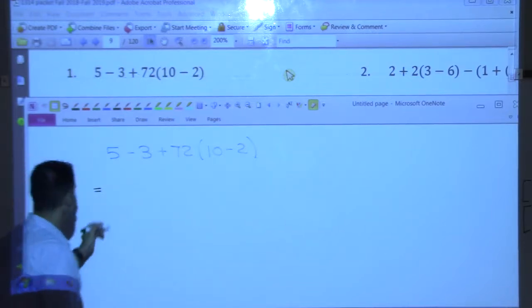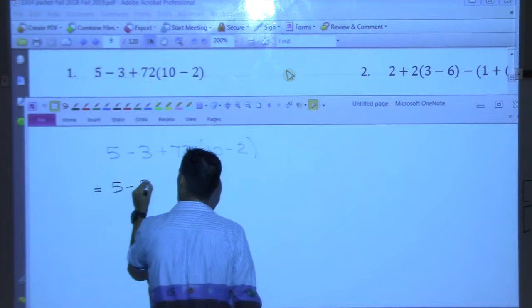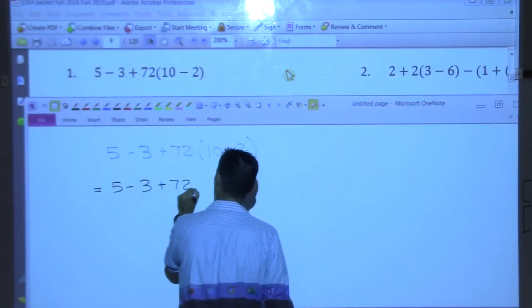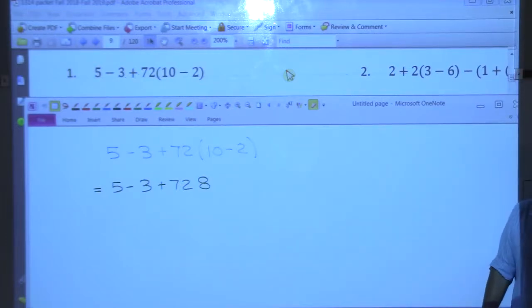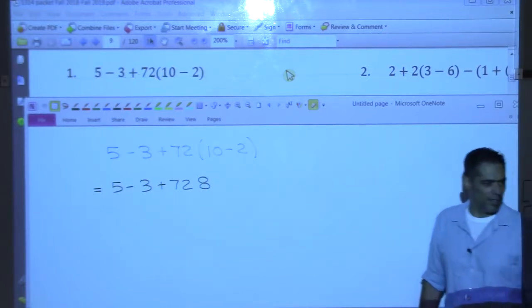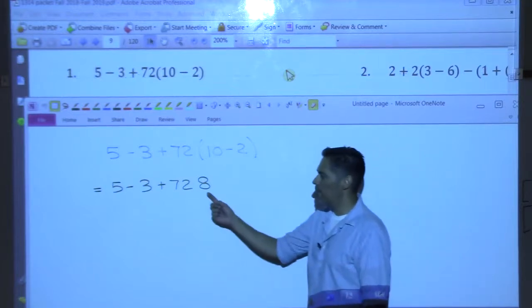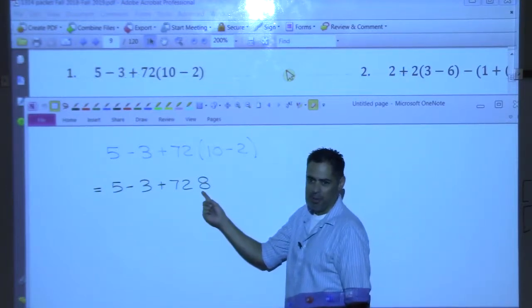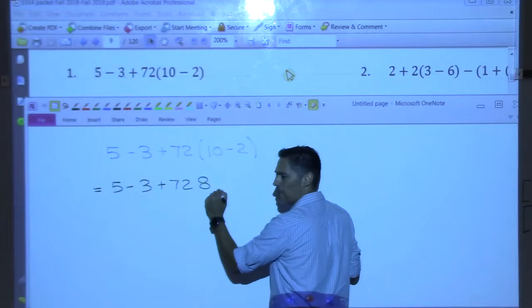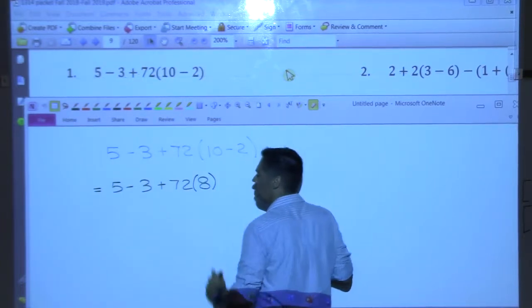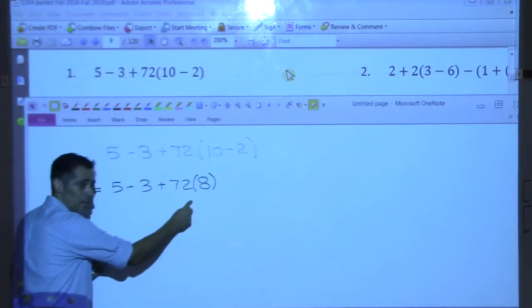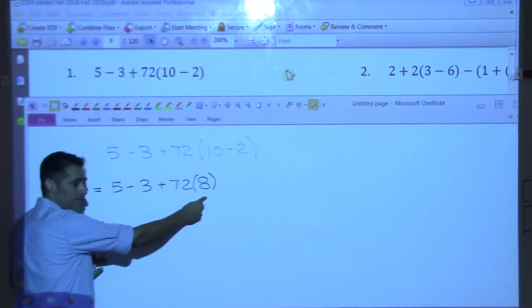Yep. Okay, so Josh, I'm going to write 5, take away 3 plus 72, and then I'm going to write 8. So Josh, that looks like 728 now. Let's put the 8 in parentheses, okay? Because we need to somehow be able to distinguish that that's not 728, right? So I can put the 8 in parentheses, or I can put a dot between them to represent multiplication. What everyone needs to understand, though, is that this is implied multiplication. This means 72 times 8, right?